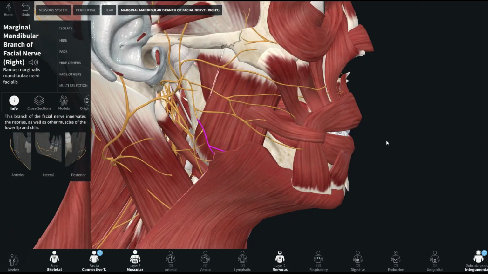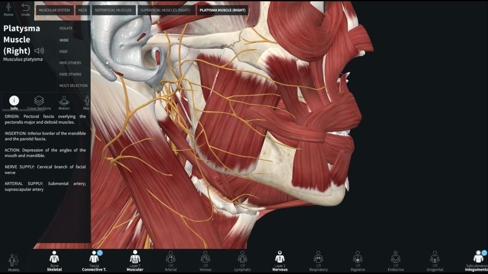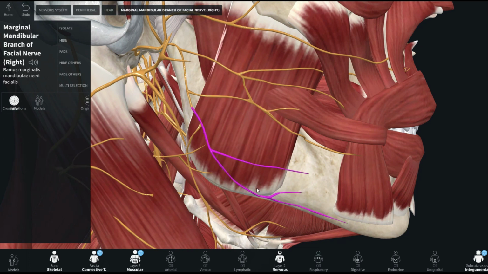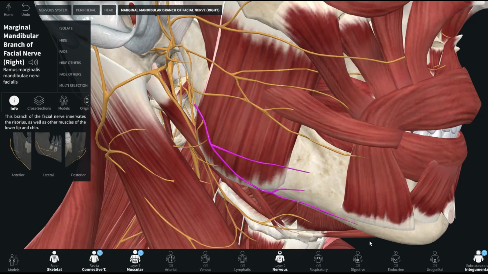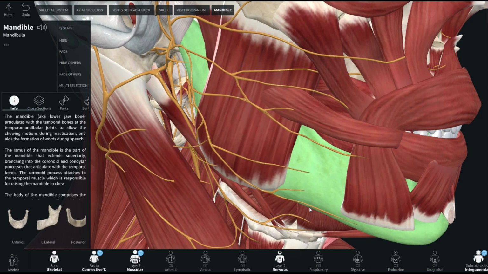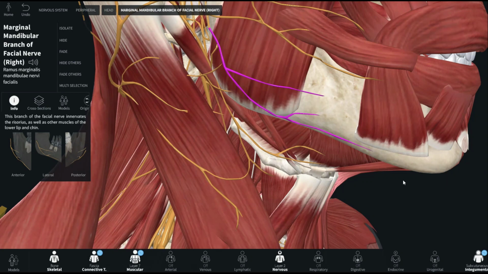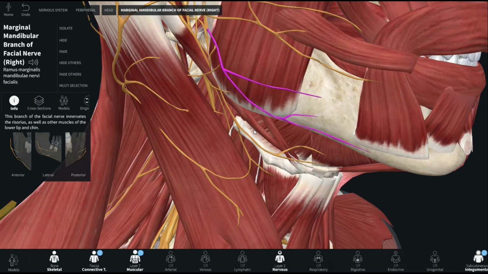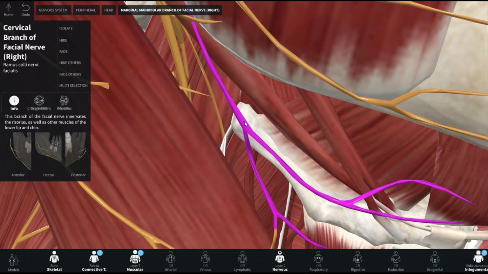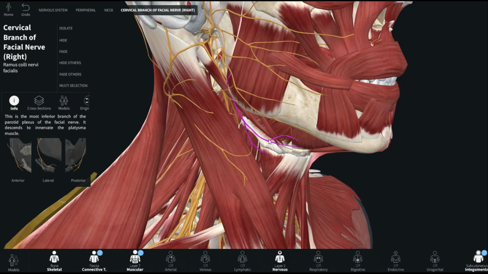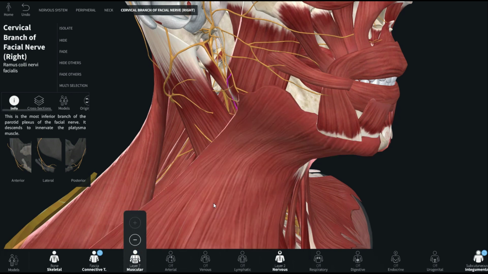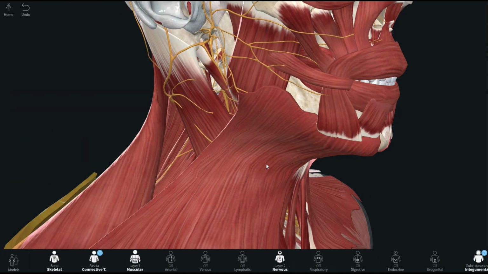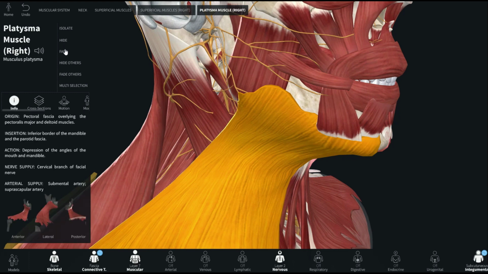Why? Because if I remove the platysma, you can see that this branch is actually running along the margin of the mandible. This is the mandible, and this is the lower border of the mandible. So the branch of the facial nerve which is running along the lower margin of the mandible is known as the marginal mandibular branch. And even inferior to that, the branch which supplies the platysma muscle is this, the cervical branch of the facial nerve. Now if I bring back platysma, you cannot see the branch directly, right? But if I hide or fade this, now you can see it.